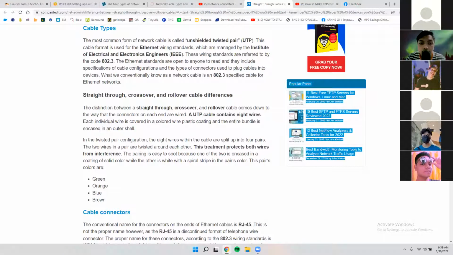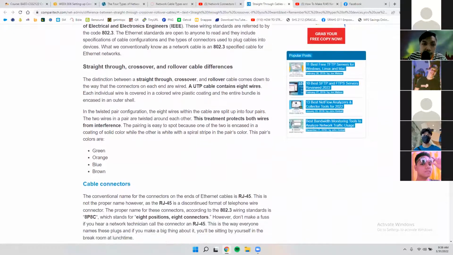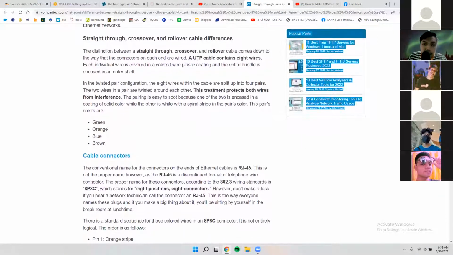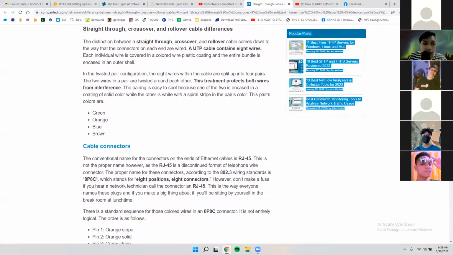Ethernet standards are open to anyone to read. They include the specification of cable configurations and type of connectors to plug cables into devices. So it's specifically called Ethernet networks. Okay? So these are distinguished between straight through, crossover, and rollover. But of course, dalawa lang pag-uusapan natin.